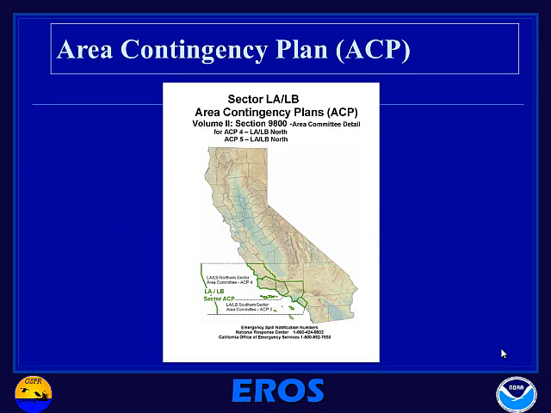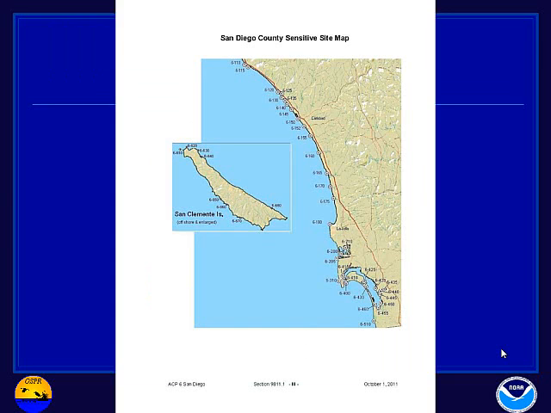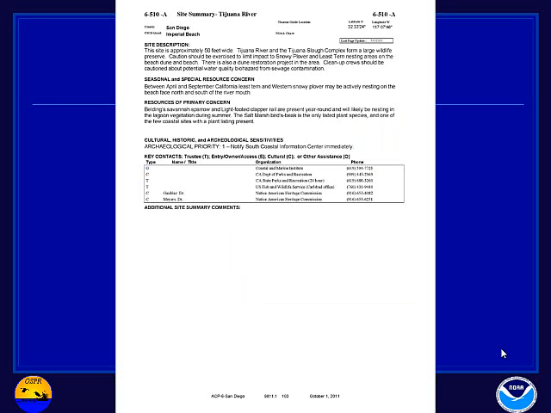It has LA County, and Orange County, and the islands off the coast there. Here's a picture of all of San Diego County, which is area contingency plan 6, which Chris is stationed in. And if you look on here, there are some 40 sensitive sites already identified in the area contingency plan, and each of them is ranked with a priority of how sensitive it is.